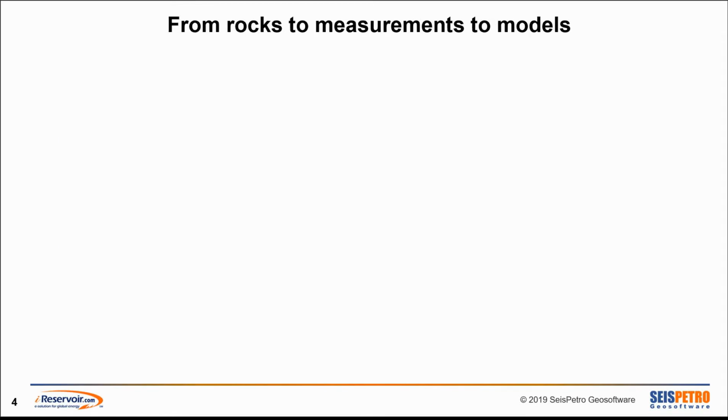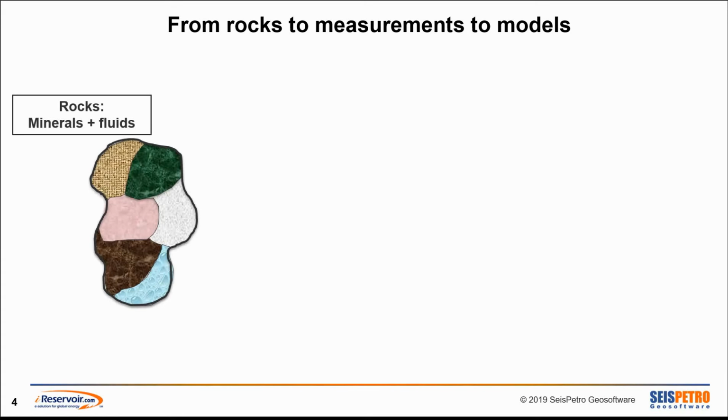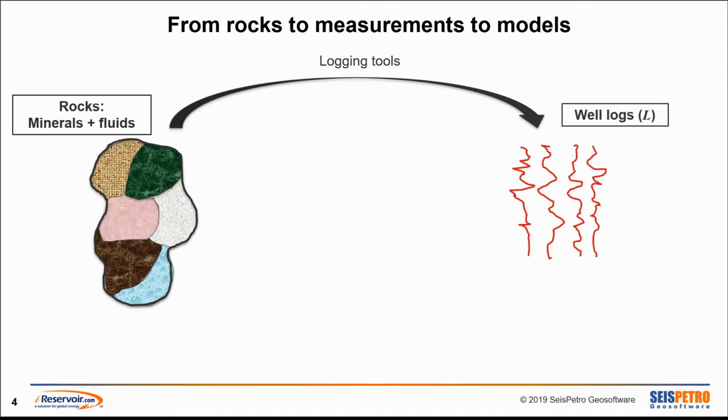This slide summarizes what we want to do when we go from rocks to measurements to models of rocks. So we start with the real rocks, which are made of minerals and fluids. Then we use some logging tools to obtain the well logs. In this presentation, I'm going to use the red color to indicate the real measurements. Then we use these measurements to ideally go back to the real rocks, but that is an impossible goal because of the limited amount of information that we have.